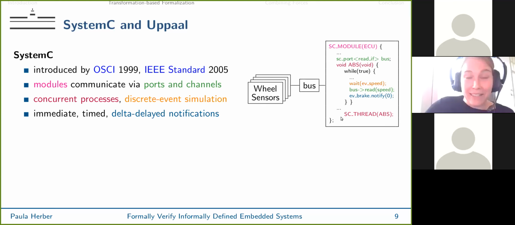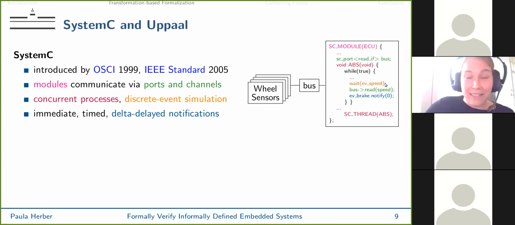So we can declare concurrent processes using some macro, here, for example, an anti-lock braking system. And these processes are then run by a cooperative scheduler. So they are run until they voluntarily give up control. And this process here, for example, gives up control by waiting for some event that tells that new speed information is available. So we execute until we meet this wait statement. Then we can read some new speed information from the bus, and then we can notify some other processes that we need to do something with the brake or whatever.